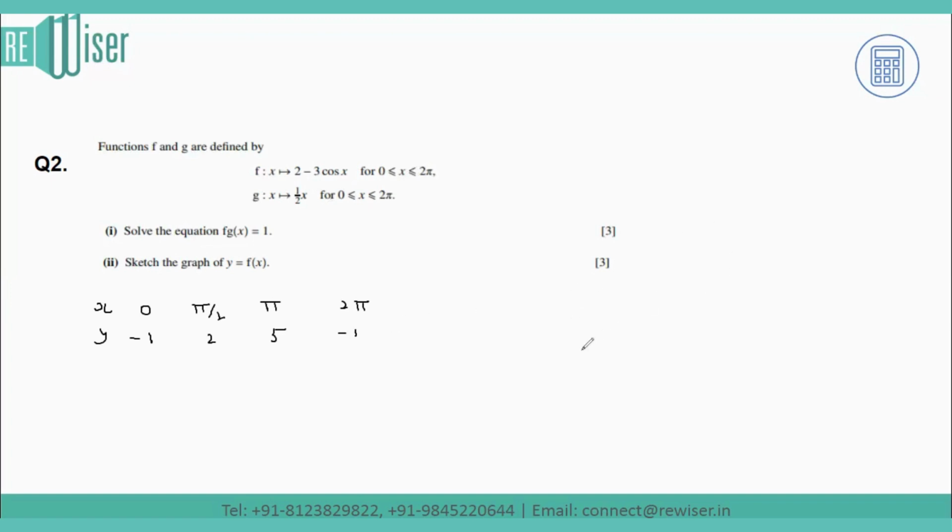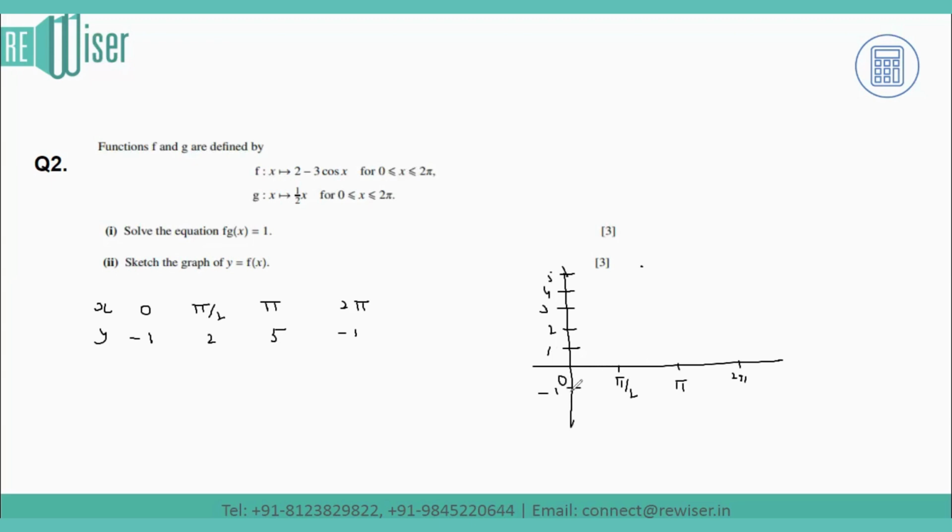Now if I plot the sketch of this particular curve, if I take this as 1, 2, 3, 4, 5, and I write 0, and I have pi by 2 here, I have pi here, and I have 2 pi here. The curve will start from minus 1, somewhere from here.